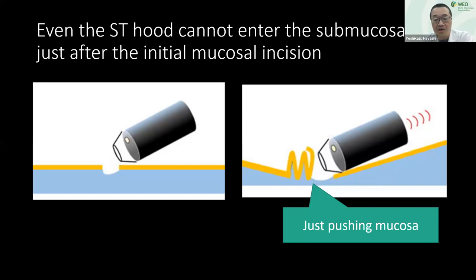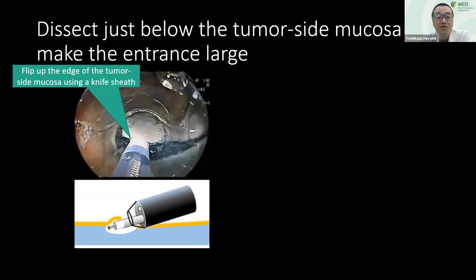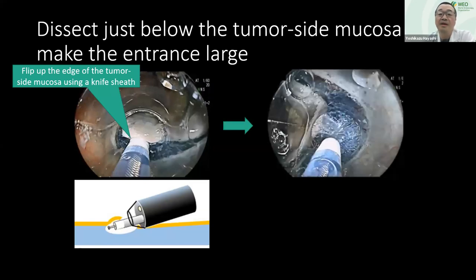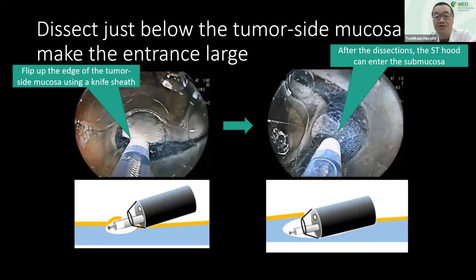Even if we do so, we are just pushing the mucosa. We should dissect just below the tumor side mucosa to make the entrance large. So please flip up the edge of the tumor side mucosa using a knife piece. After the dissection, the acetate hook can enter the mucosa.